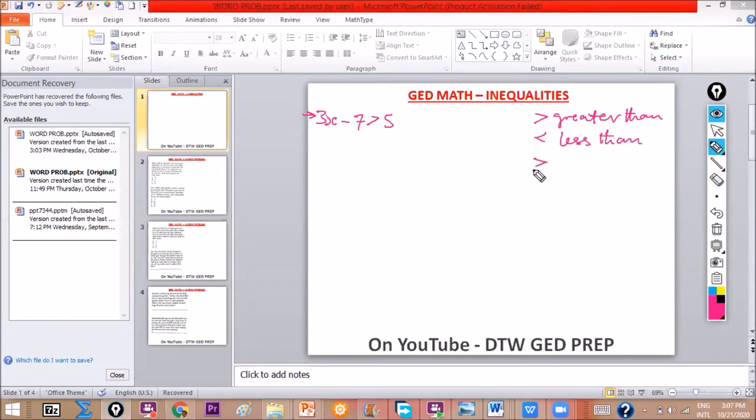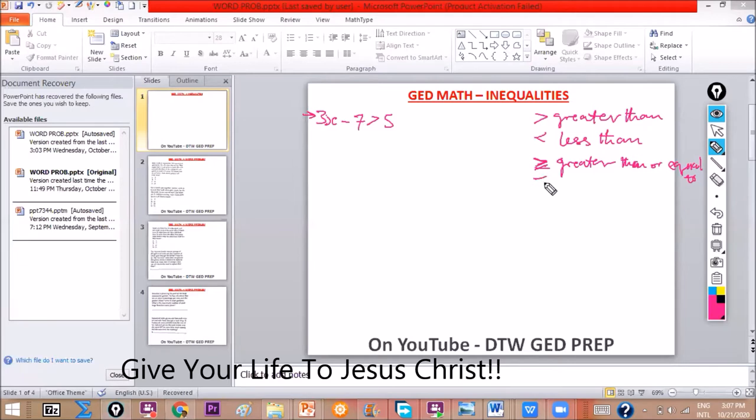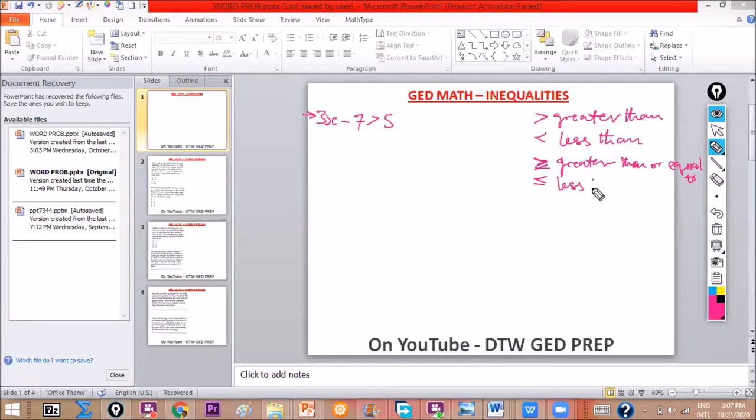Then this sign, when you have the greater than and a stroke at the bottom of it, is called greater than or equal to. Then when you see this, it is less than or equal to. Okay, so you have this inequality. Can you solve this? We have three people here.